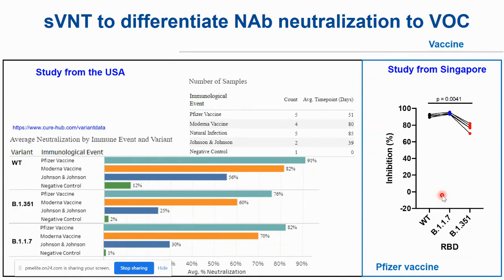On the right is a study that was done in Singapore. Serum samples were collected and tested in the wild type, UK and South Africa neutralization assays, very similar to the previous results. When we received the Pfizer vaccine, the majority of us had enough neutralization against the wild type and also the UK mutant, but there's a significant reduction of protection against the South Africa variant. The Delta mutant is the next data to come, but we expect it to be somewhat similar to the South Africa mutant.